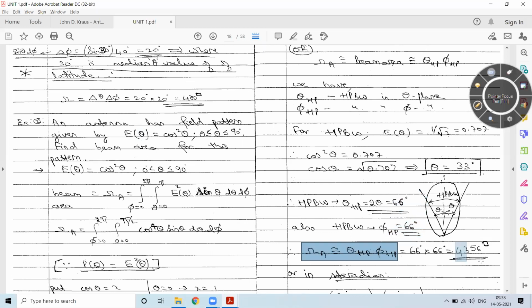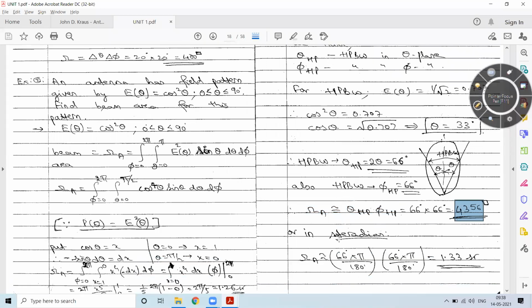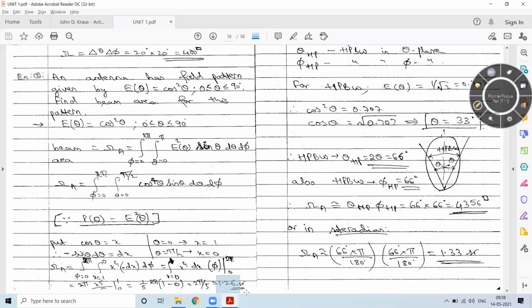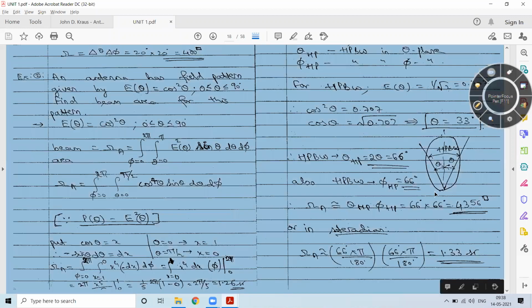So which turns out around 4356 square degrees. And when we convert it into steradians, if I have to convert square degrees into steradians, you have to multiply this parameter with pi divided by 180, its square. So when you perform that, you will get 1.33 steradians. Here you can see that this is 1.26 by using the exact equation. By using the approximate equation, you are getting it as 1.33.